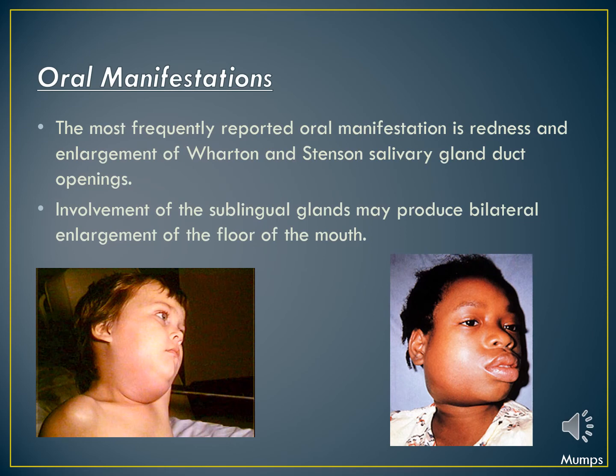Next, we'll move on to the oral manifestation of mumps. The most frequently reported oral manifestation is redness and enlargement of the Wharton and Stenson salivary gland duct openings. Usually, mumps occurs in the parotid gland, and the swelling will be unilateral, which is one side of the face. But involvement of the sublingual glands may produce bilateral enlargement of the floor of the mouth, as you can see in the picture below.